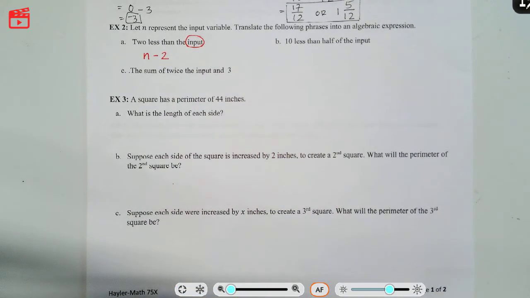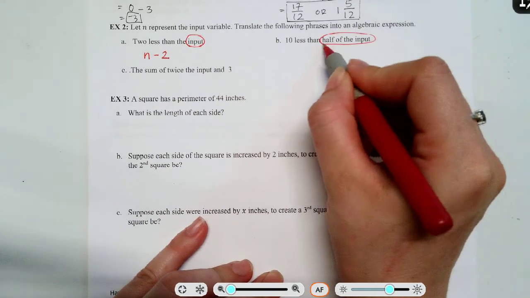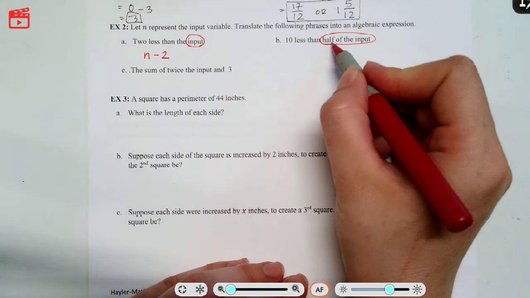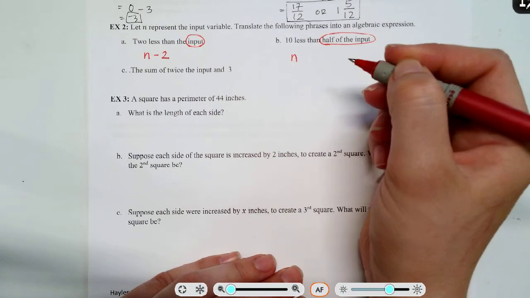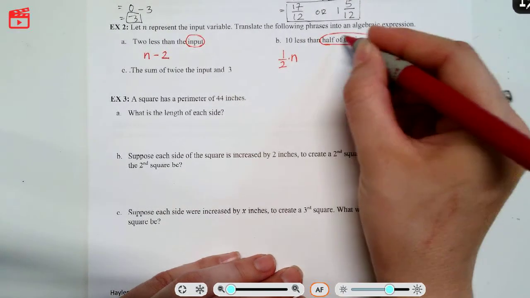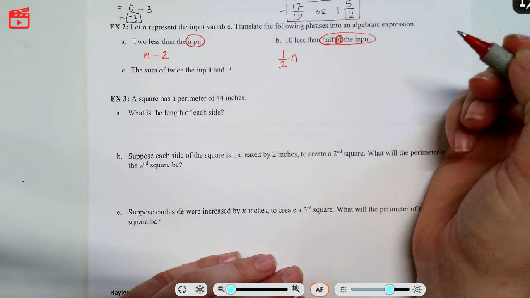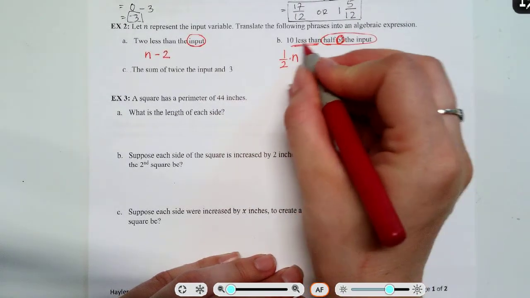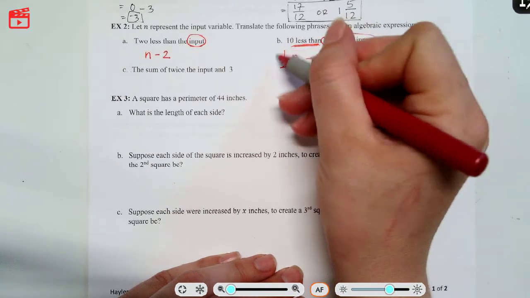Here's the next one. 10 less than half of the input. Okay, so the input is being halved. How do we represent half of n? Well, half of n, you could just times it by a half, because remember, here's that "of" symbol, that means multiplication. And then we want 10 less than that. Well, remember, we know that when you use that phrase "less than," it's tricky, it's going to be subtraction. So 10 less than half of your input.